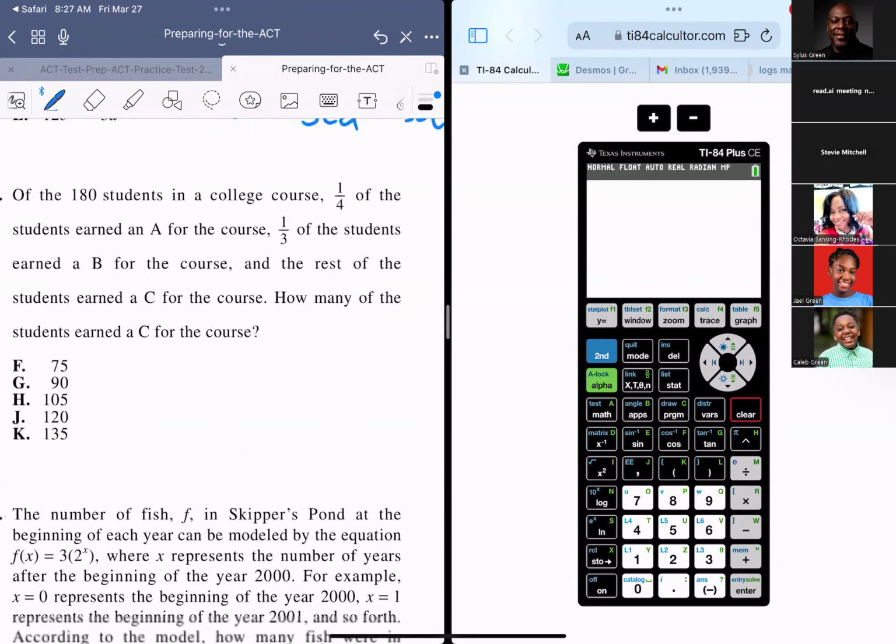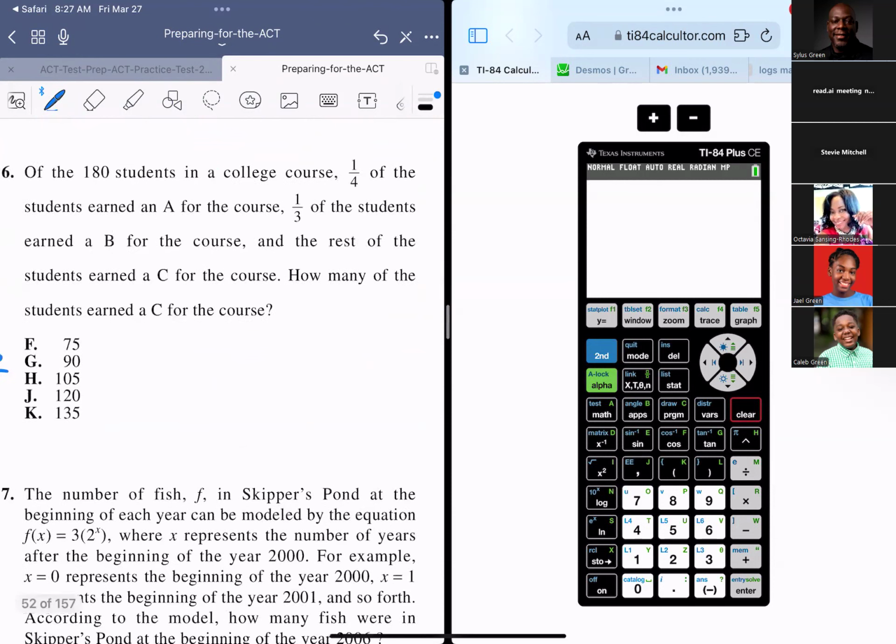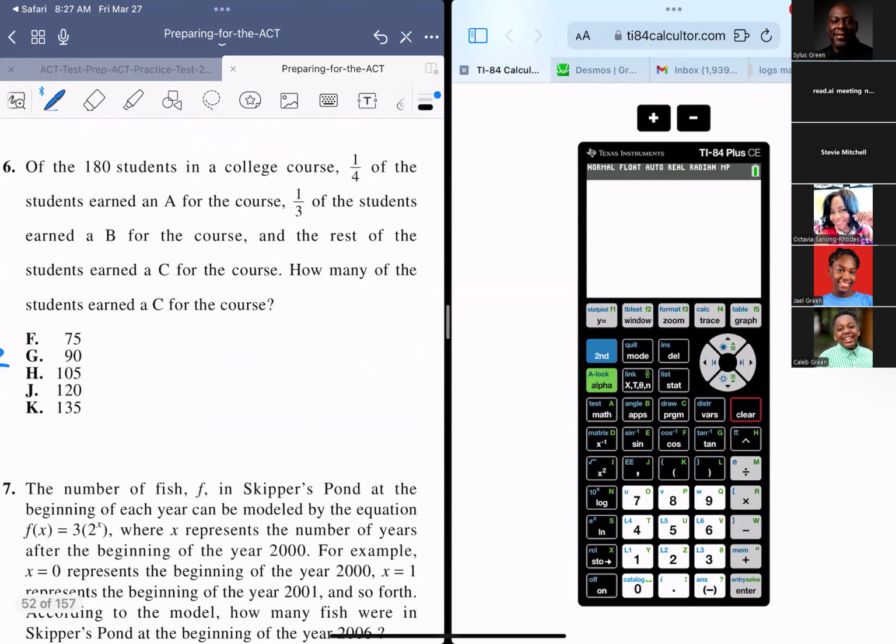Okay. This one I would use a calculator right off the bat. So, of 180 students in a college course, 1/4 of the students earned an A. So 180, 1/4 earned an A. 1/3 earned a B.